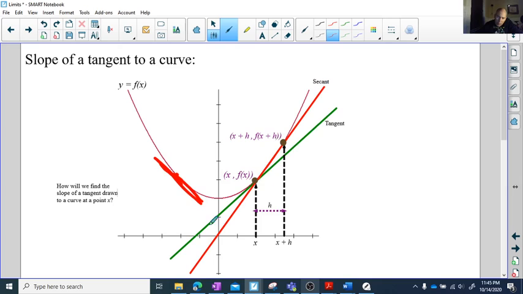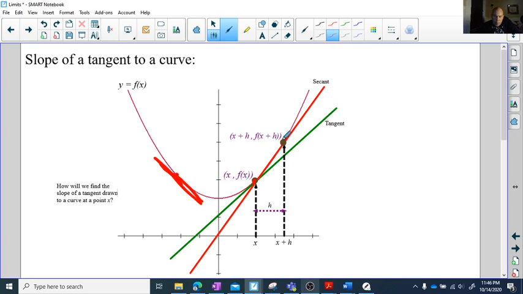So I want the slope of this green line. The theory behind what we're going to do is, this is the point called the point of tangency. And I want to get the slope of this green line. Well, the dilemma is, assuming I know what this function is, I could get the coordinates of this point, but that would be the only point I know on the tangent line. So the dilemma is I can't get the slope unless I know 2 points on a line.